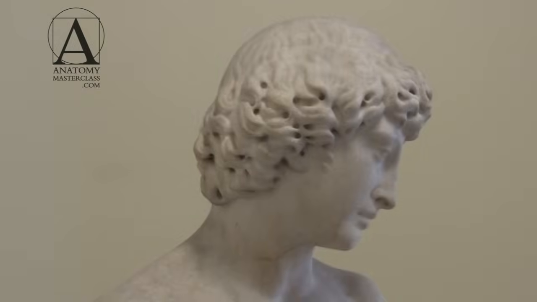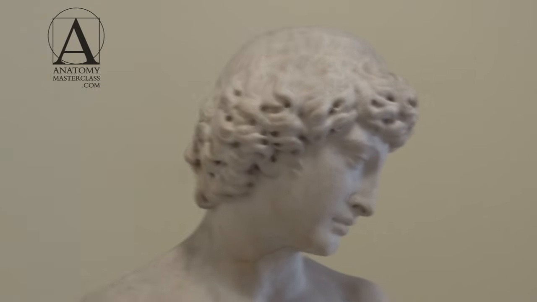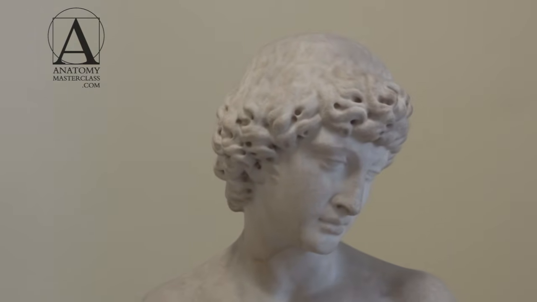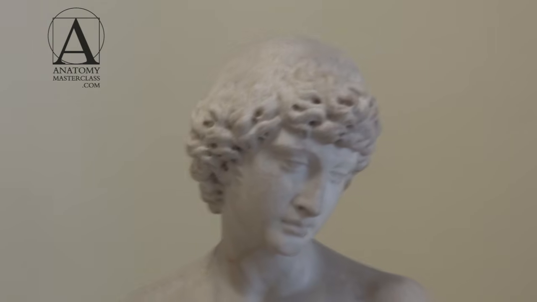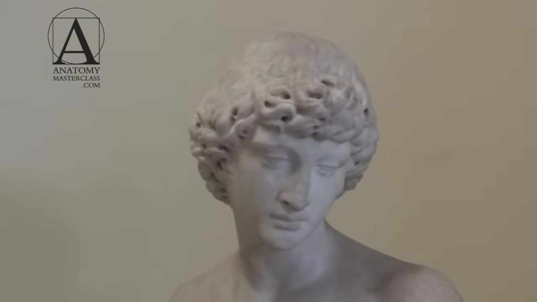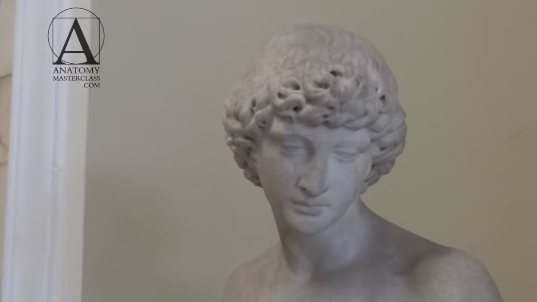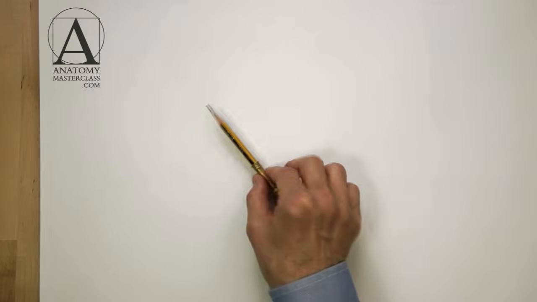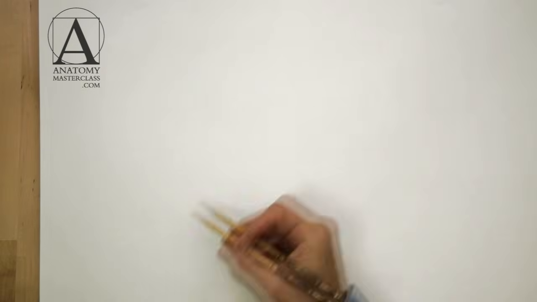In this video lesson, you will learn how to draw an anatomically correct portrait. The model for this portrait will be the marble statue carved by French sculptor Guillaume Cousteau. This sculpture is displayed in the Victoria and Albert Museum in London. The skull and shoulder bones. Let's begin with the skeletal anatomy.